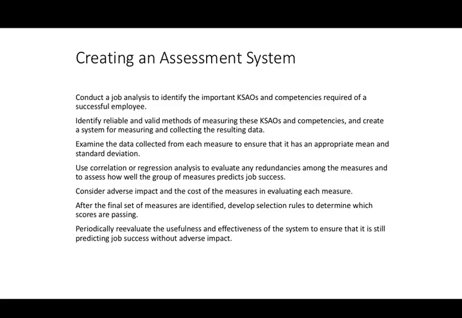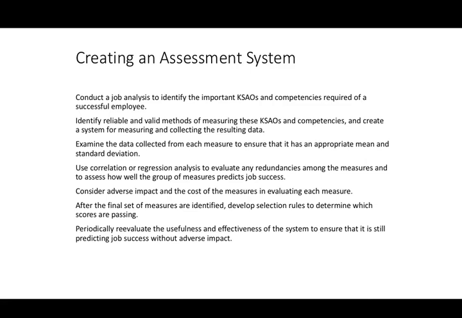This slide is probably the single most important slide that you will be referred to as you think about what it means to set up an assessment system. So let's go through the steps. This is something you should fall back on when you go into your simulation exercise and you have to develop your own assessment system. Number one, conduct a job analysis to identify the KSAOs and competencies required of a successful employee.